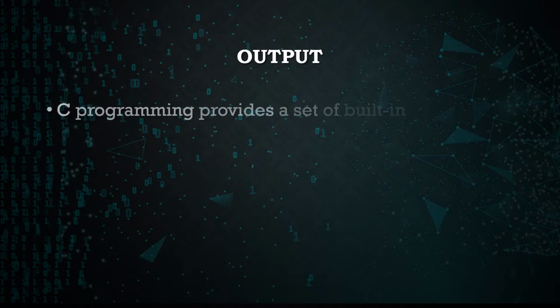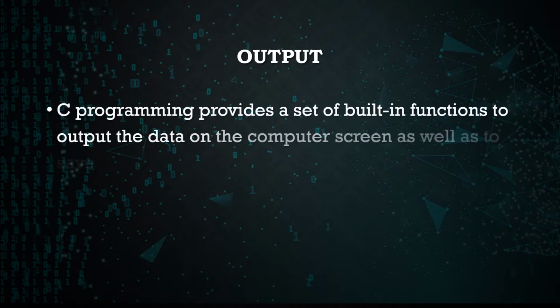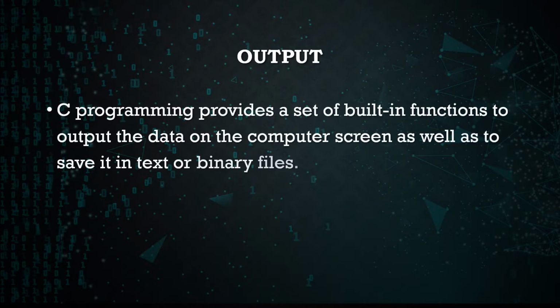Output. C programming provides a set of built-in functions to output the data on the computer screen as well as to save it in text or binary files.